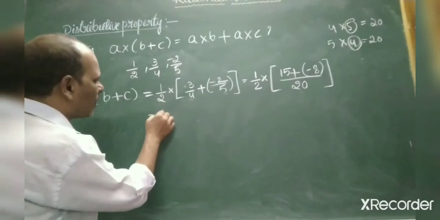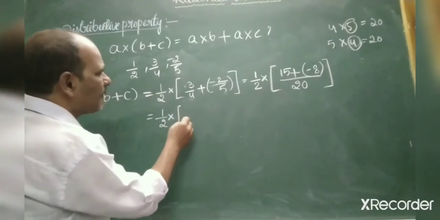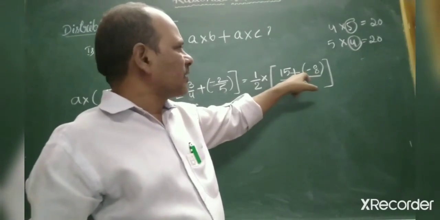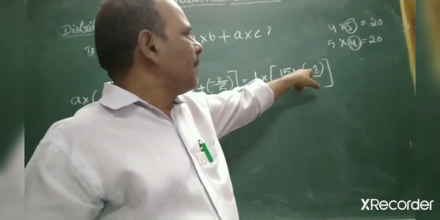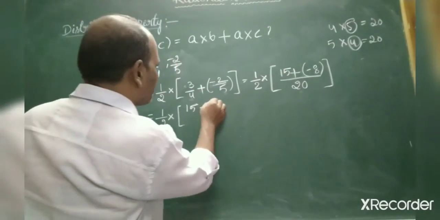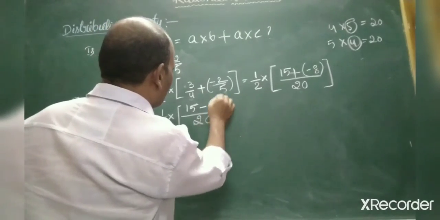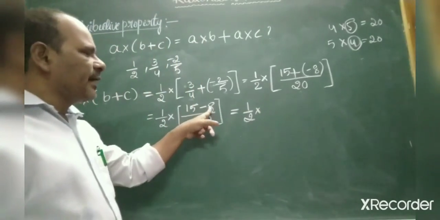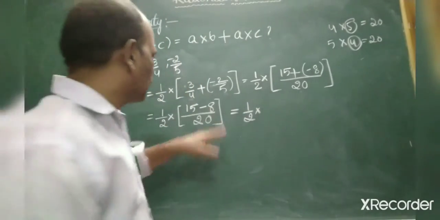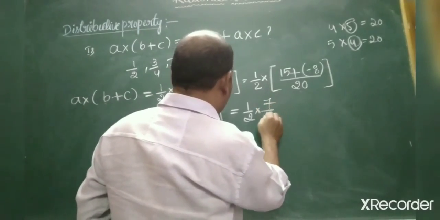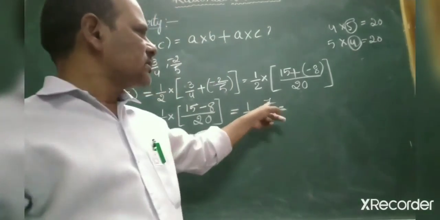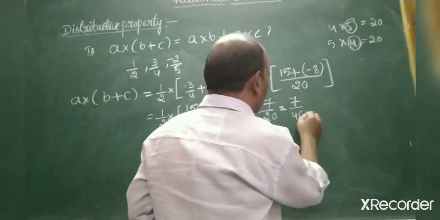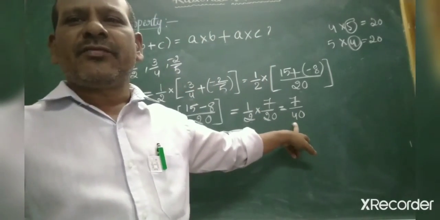Is equal to 1 by 2 into 15 plus or minus; you have to consider this bracket as multiplication. Plus into minus is minus, 8 by 20, is equal to 1 by 2 into 15 minus 8. 15 minus 8 is equal to 7 by 20. 1 into 7, 7. 2 into 20, 40. LHS, we got the answer 7 by 40.